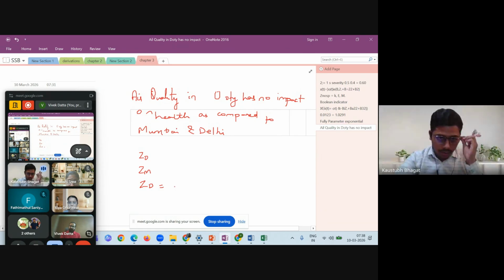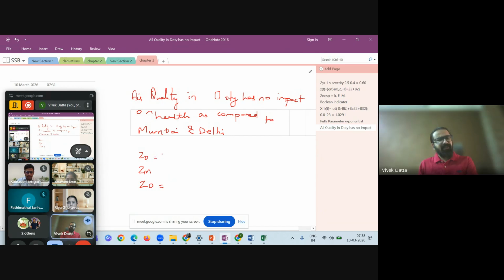For Delhi, I thought of it from Ooty's perspective. So I thought Z0 would be equal to ZM and ZD. So how are they different in any way? They're all the same. But here I've told you Ooty has no impact and Mumbai and Delhi do. So how can this be?